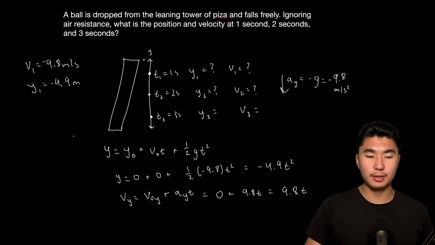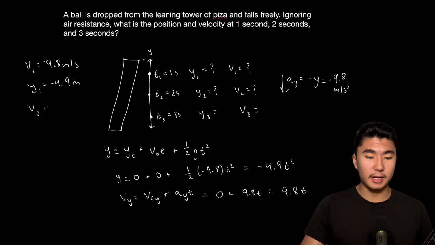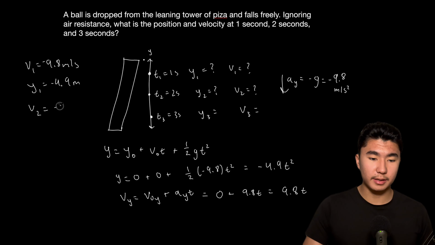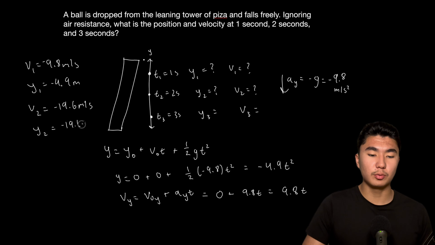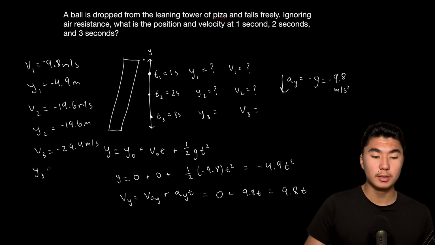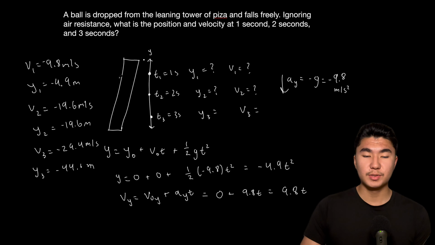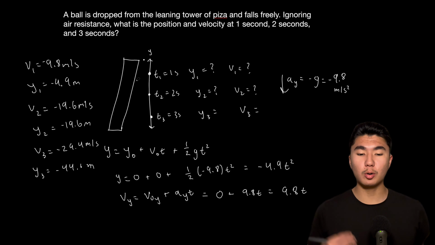So now we could just do the same thing for our velocity and position at time 2 seconds and our velocity and position at time 3 seconds. So our velocity at 2 seconds would be negative 19.6 meters per second, and our position as well would be negative 19.6 meters. Now our velocity at 3 seconds would be negative 29.4 meters per second, and our position would be negative 44.1 meters.